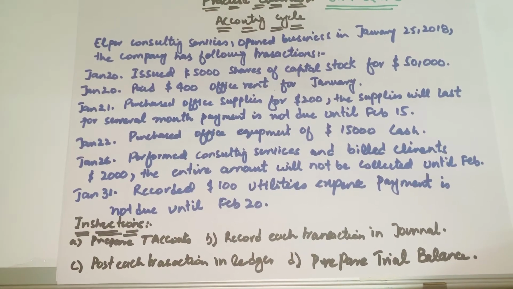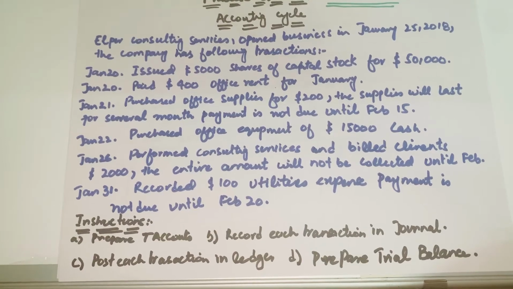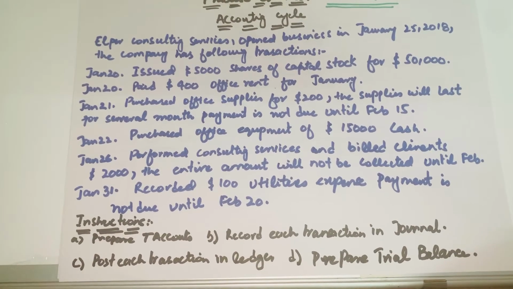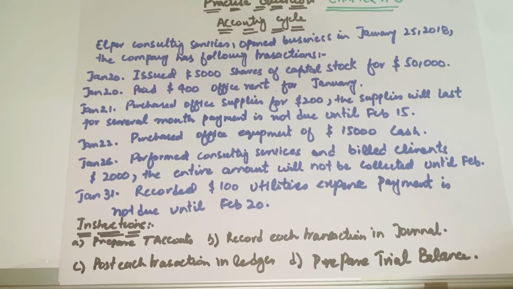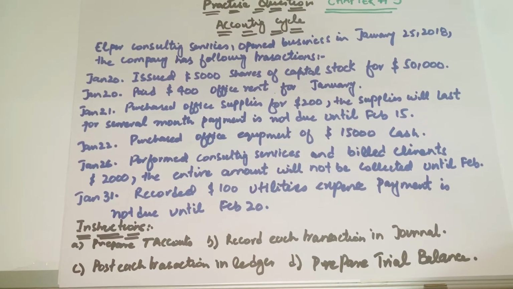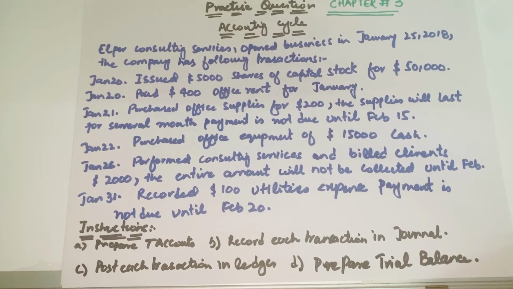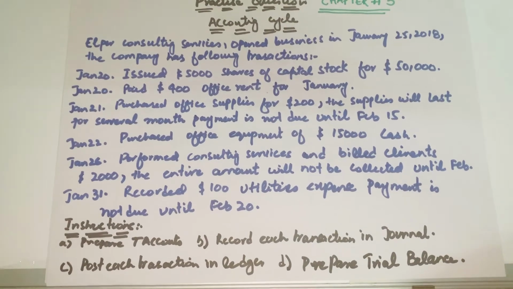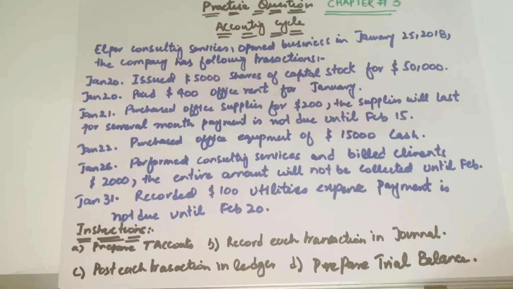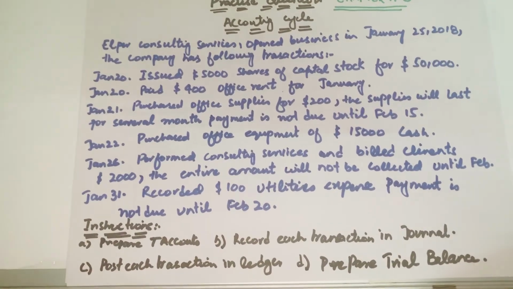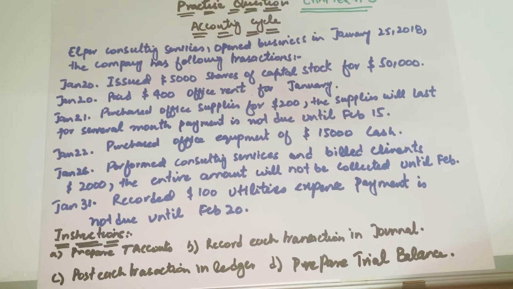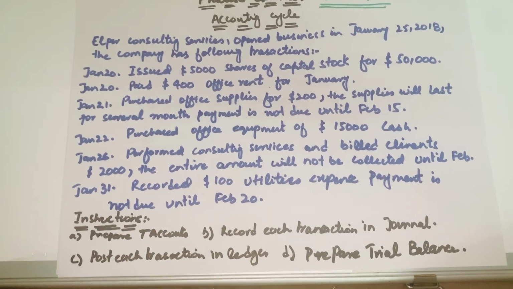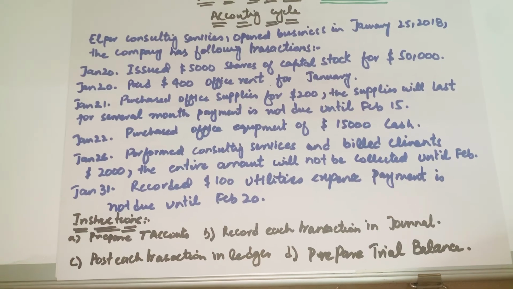On January 22, the company purchased office equipment for $15,000 cash. On January 26, the company performed consulting services and billed clients $2,000. The entire amount will not be collected until February. On January 31st, the company recorded $100 utilities expense, and the payment is not due until February 20th.